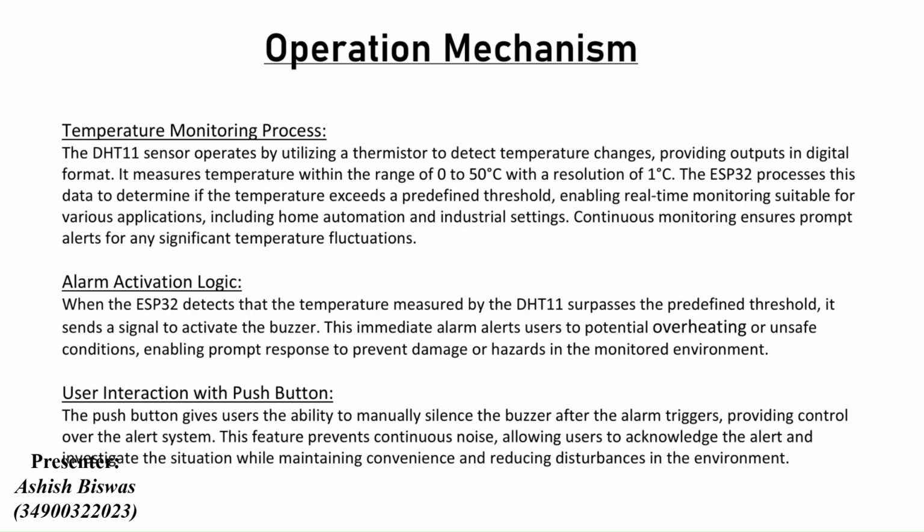Now I will explain the operation mechanism, circuit and the flowchart of our temperature activated alarm system. Operation mechanism. Our system uses a DHT11 sensor to detect temperature changes. It sends digital data to the ESP32 which processes it in real time. If the temperature exceeds a limit threshold, the ESP32 immediately activates a buzzer to alert the user. To give user control, a push button is added. It allows manual silencing of the buzzer after the alarm is triggered, avoiding continuous noise.